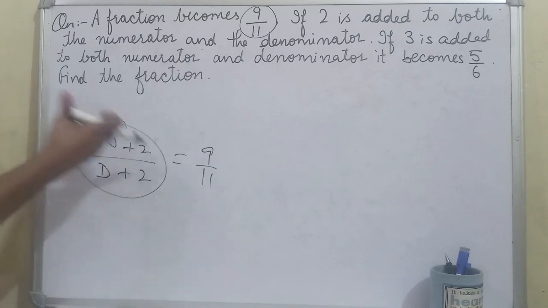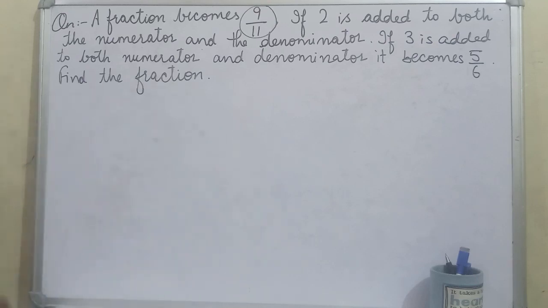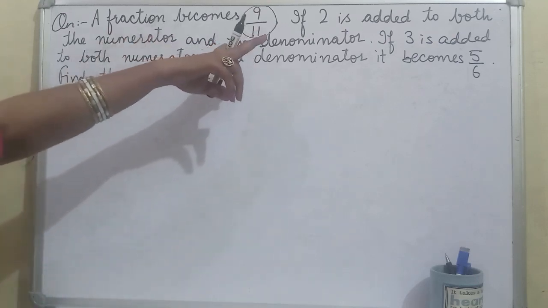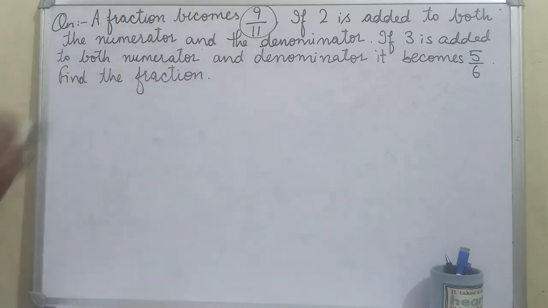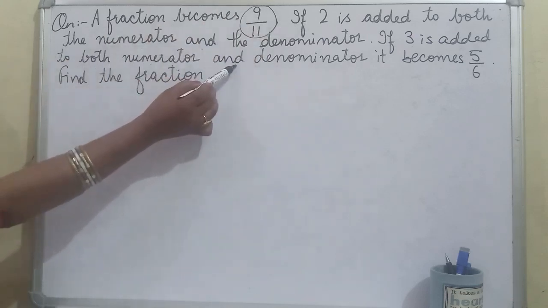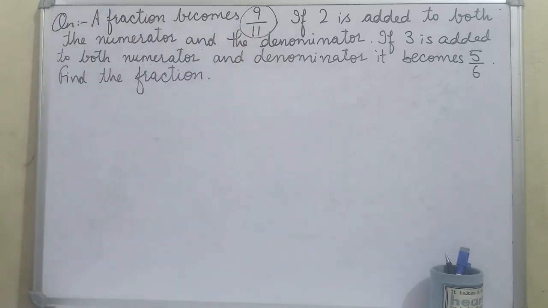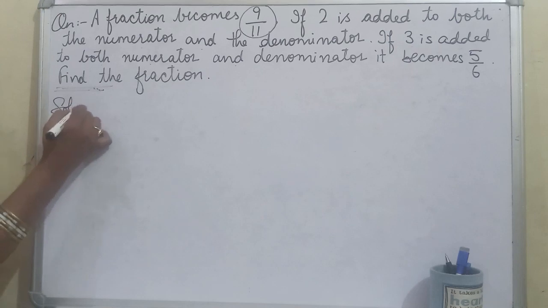So in this way we'll get the equation. I will explain it properly after some time. First I want to read the question fully. If 3 is added, the second condition starts from here. If 3 is added to both numerator and denominator, it becomes 5 by 6. So find the fraction. Okay, so let us solve it.